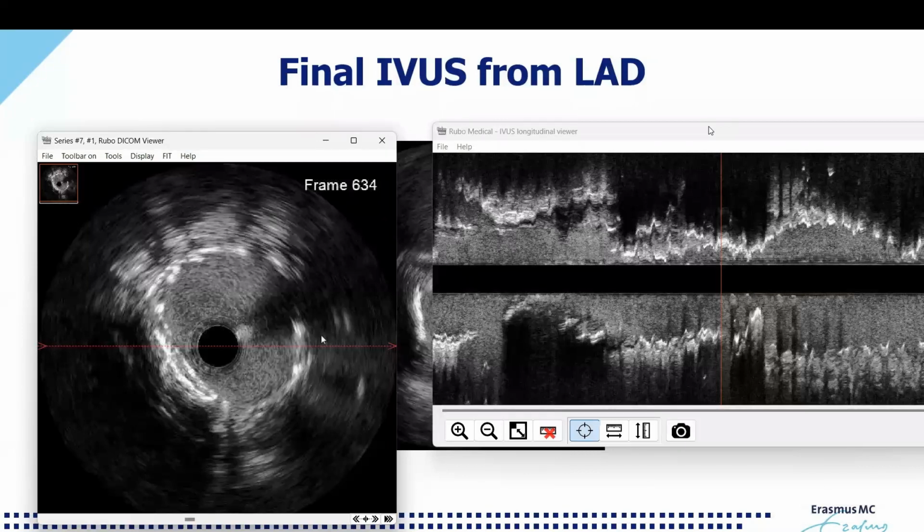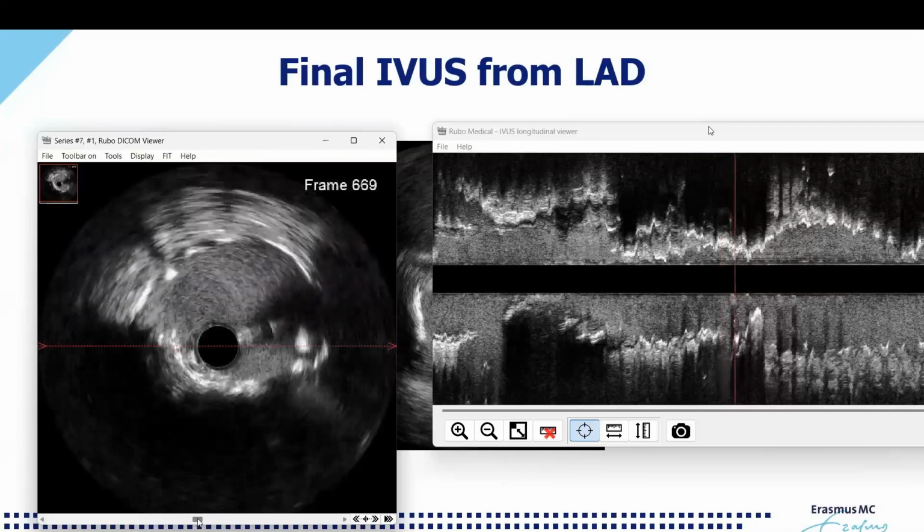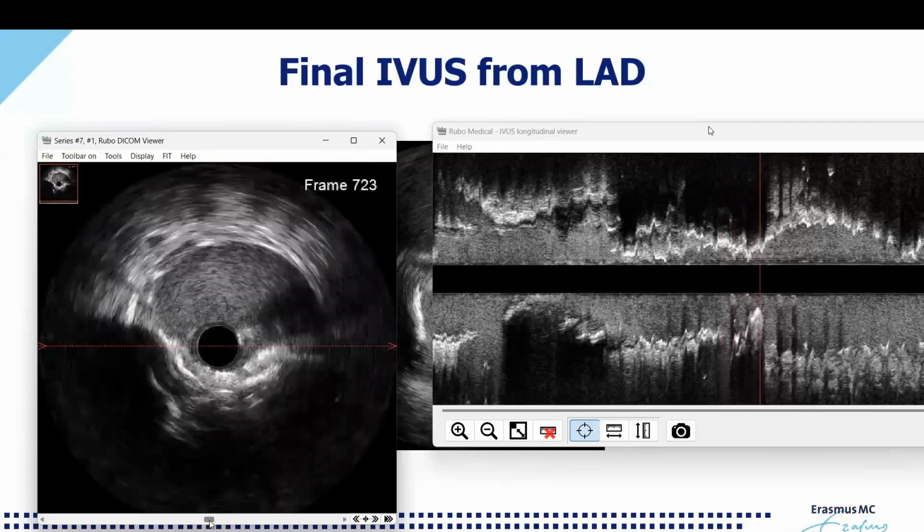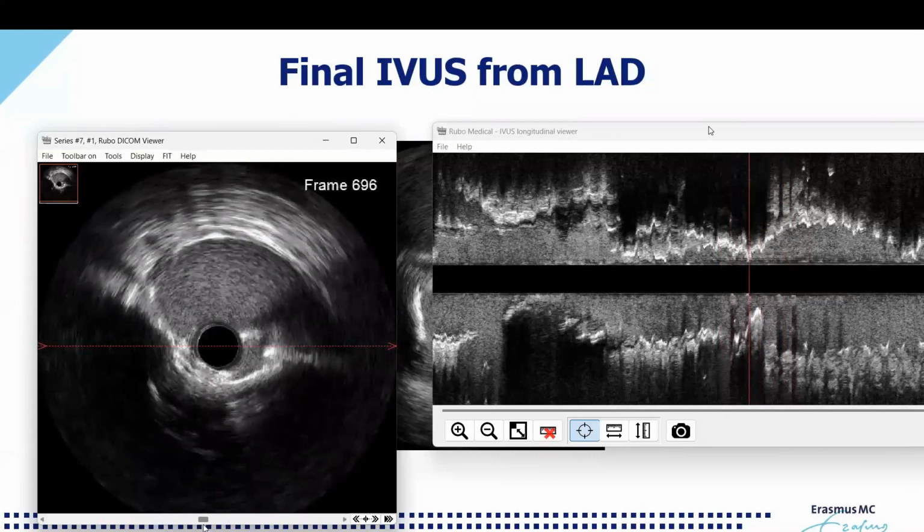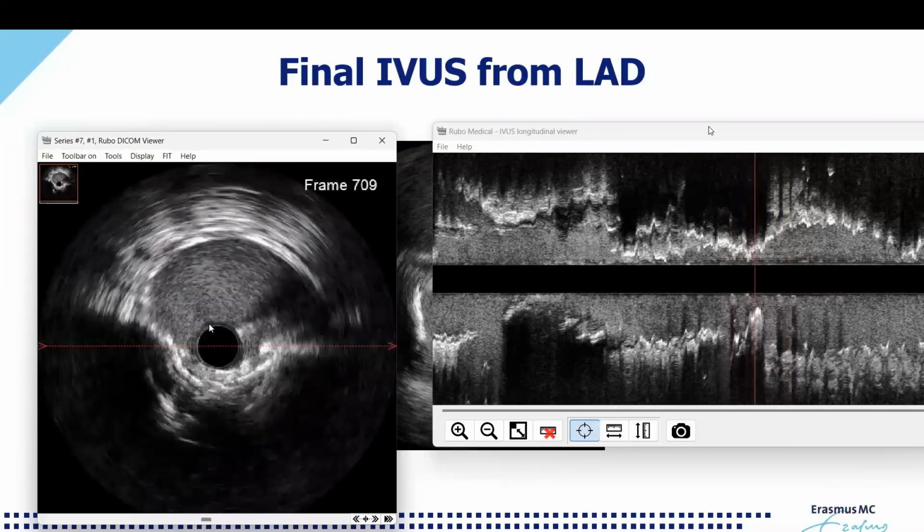Actually, about reverberation, guys, stents can also reverberate. You can see here the reverberation of this strut, and here you see the reverberation of this strut. Again, double the distance from the struts in there. Now, let's measure the minimal luminal area in the left main. This was around this spot in here. Well, that's 9.8.